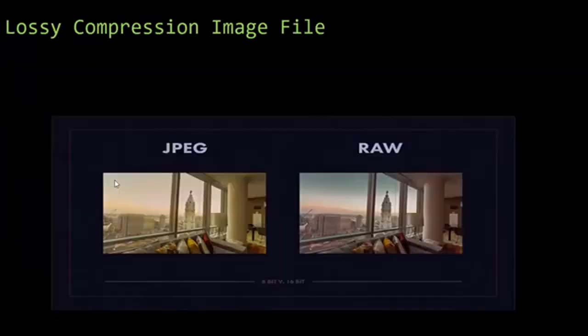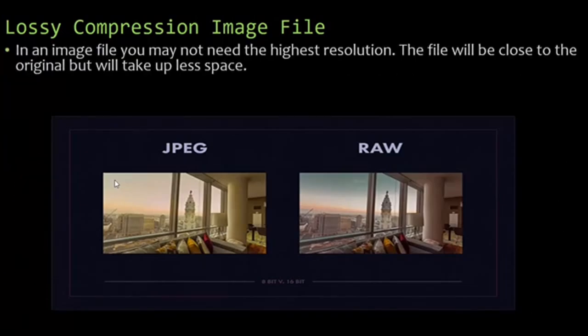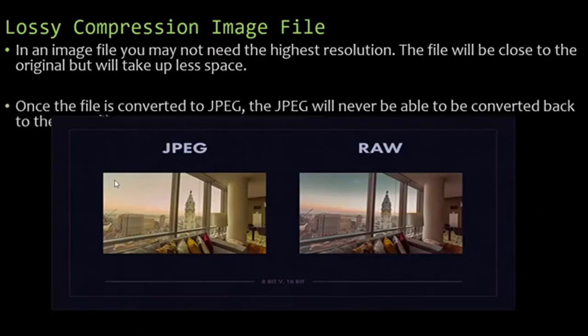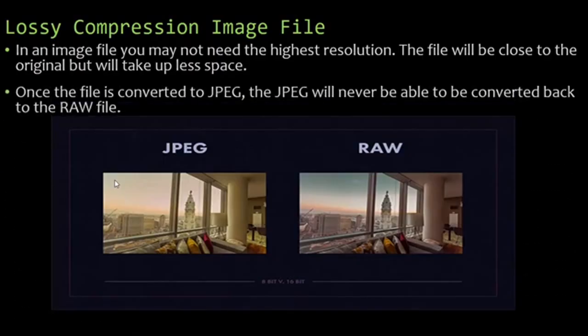Okay, so let's talk about lossy compression for an image file. These are 2 identical images, I should say. In an image file, you may not need the highest resolution. Now, the file is going to be close to the original, but it will take up less space by using lossy compression. Once the file is converted to JPEG, the JPEG will never be able to be converted back to the raw file, and that's because information has been lost in lossy compression.